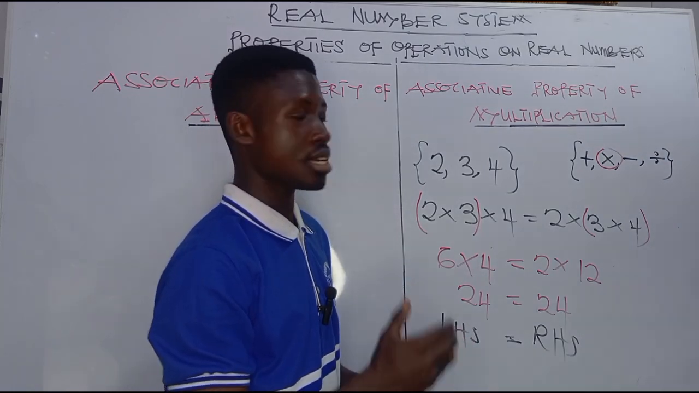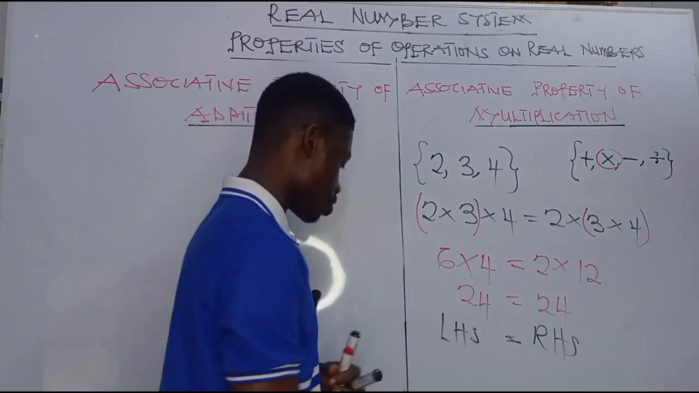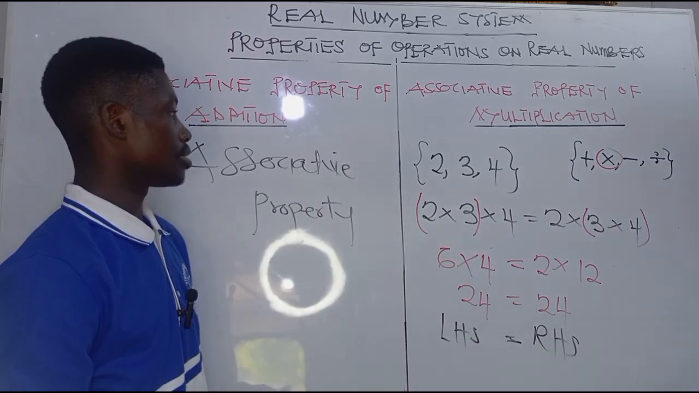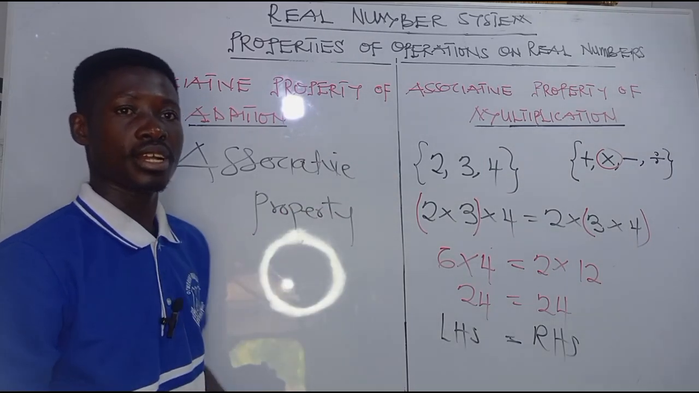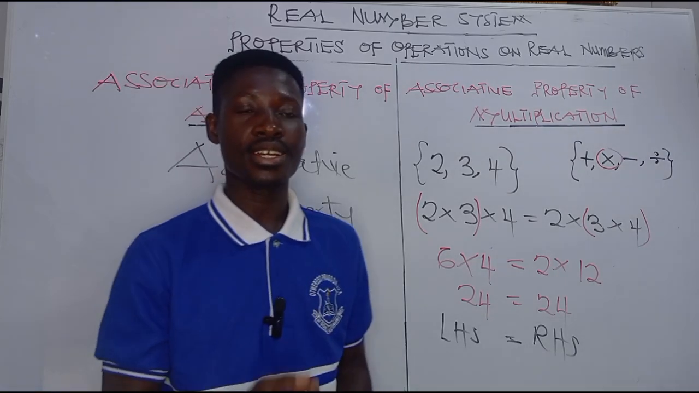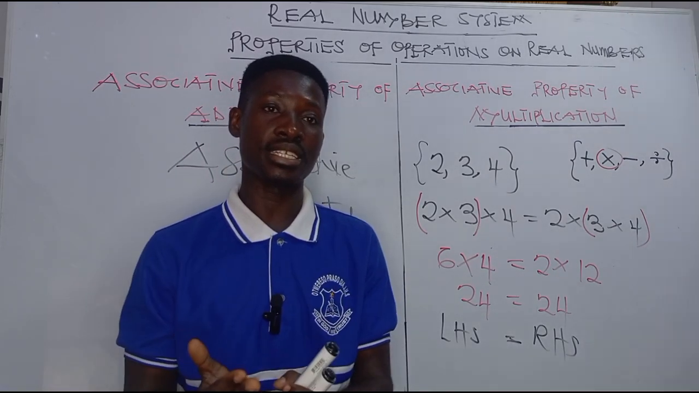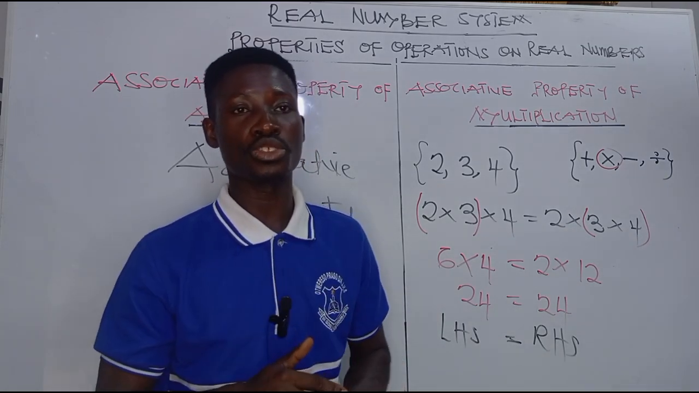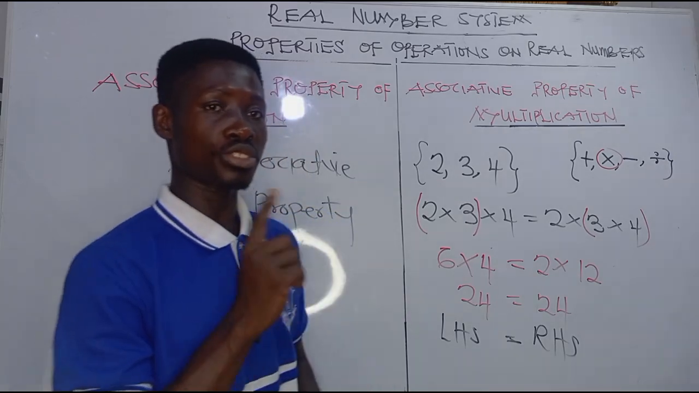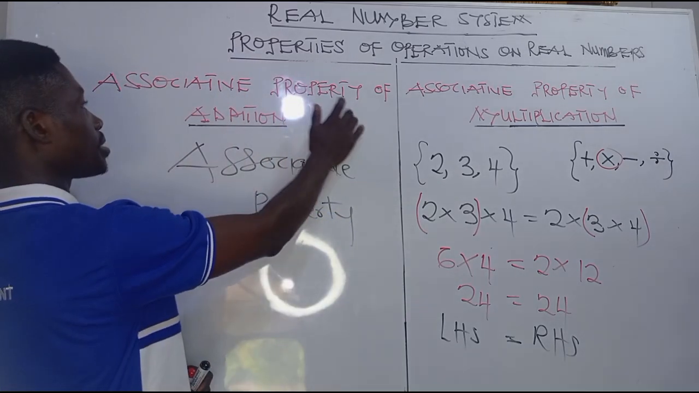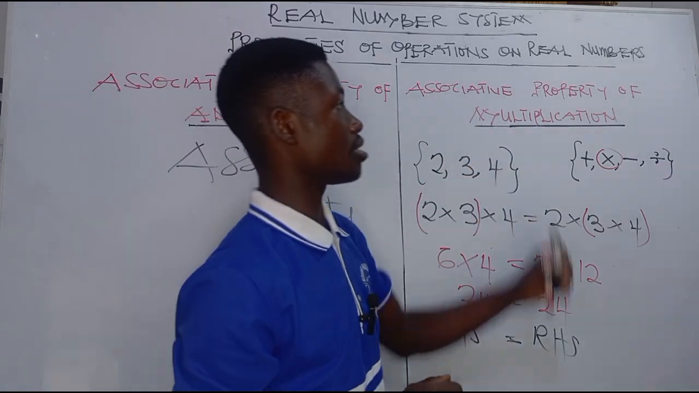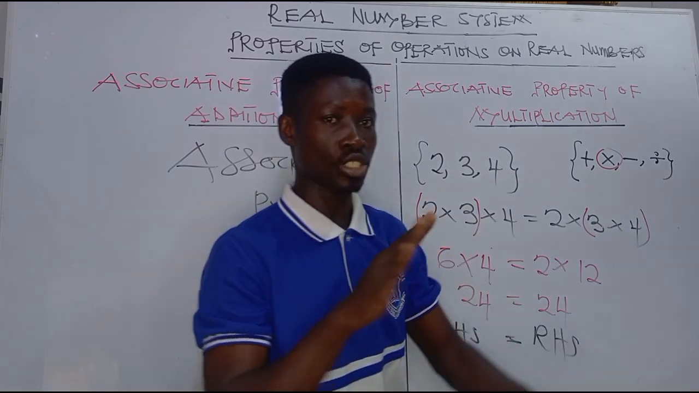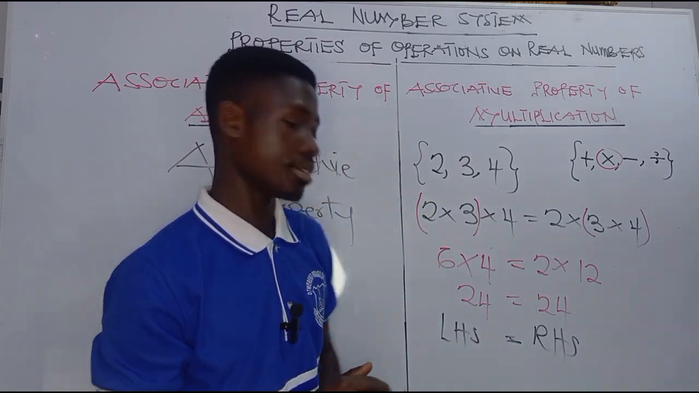Now this property is called the associative property. Now the associative property says that no matter how we group numbers differently, when adding or multiplying them, the outcome or the result is still going to be the same. So under the associative property, we have associative property of addition and associative property of multiplication. Associative property of subtraction and division does not hold. We will come back to that.